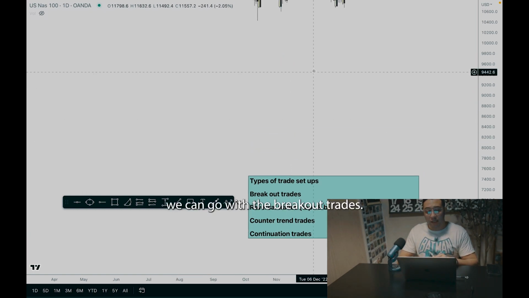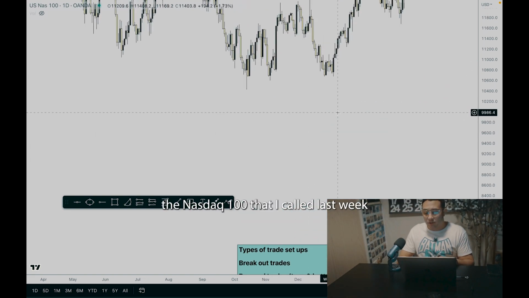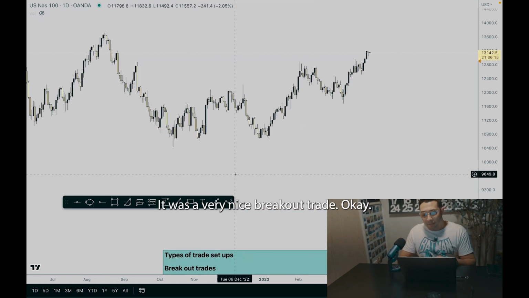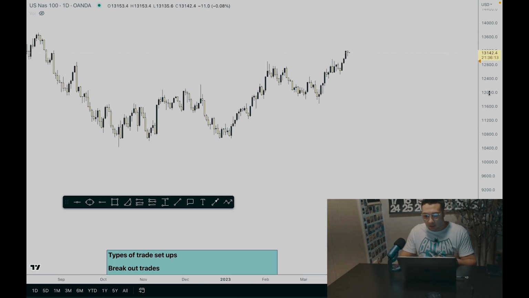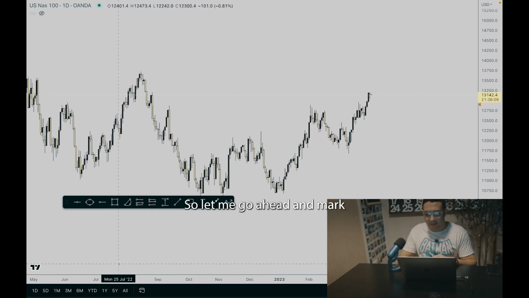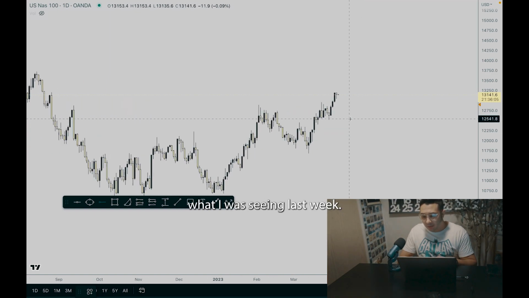So first we're going to go with the breakout trades. It's pretty simple, and I'm going to go over an example of the NASDAQ 100 that I called last week for 300 points. It was a very nice breakout trade, okay? So first things first. Now this is a plain chart, okay? So let me go ahead and mark this up really quick so that you guys can see exactly what I was seeing last week.